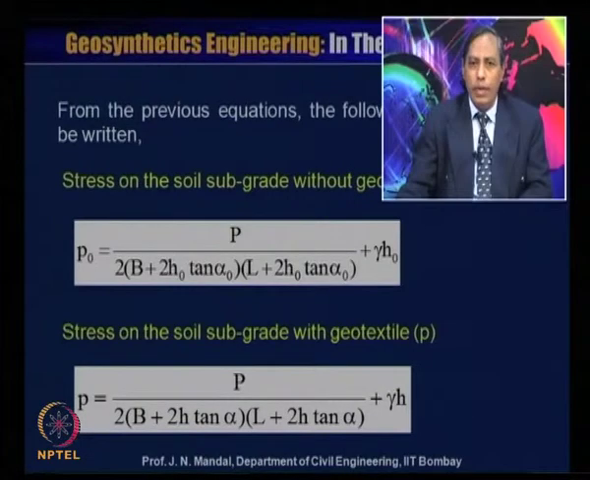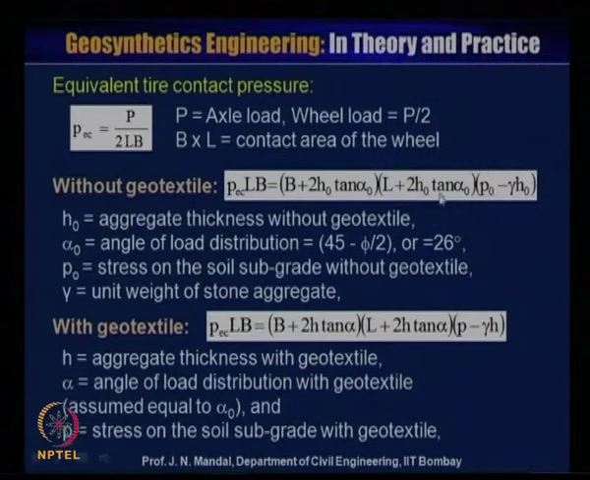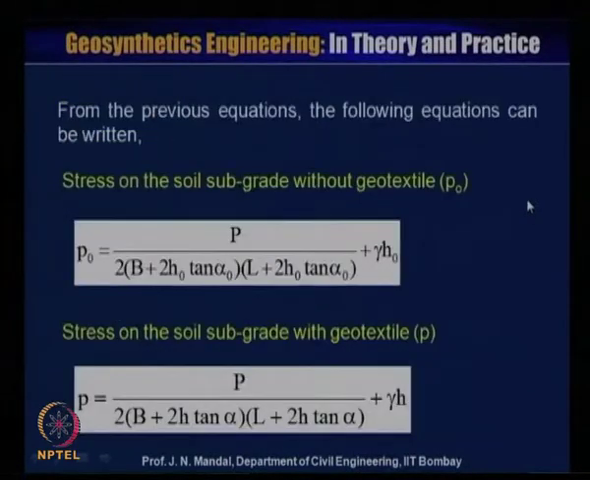The stress on the soil subgrade without geotextile is P0. So, P0 will be equal to P divided by 2 into B plus twice H0 tan alpha 0 into L plus twice H0 tan alpha 0, plus gamma H0. Because PEC is equal to P by 2 LB, if you substitute this here, LB will cancel and this will be P by 2. So, from here, P0 will be equal to P divided by 2 times B plus 2H0 tan alpha 0 into L plus 2H0 tan alpha 0, plus gamma into H0.